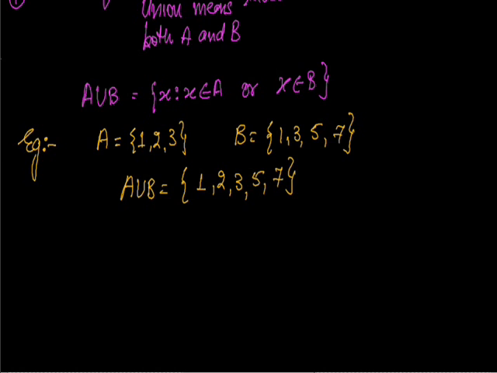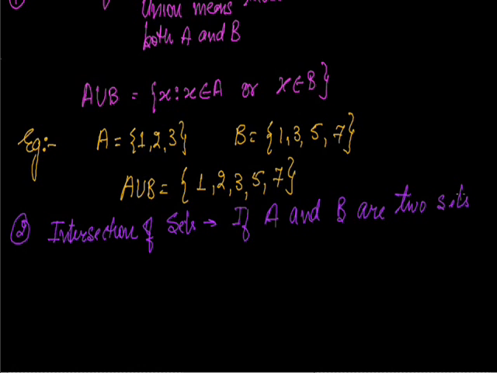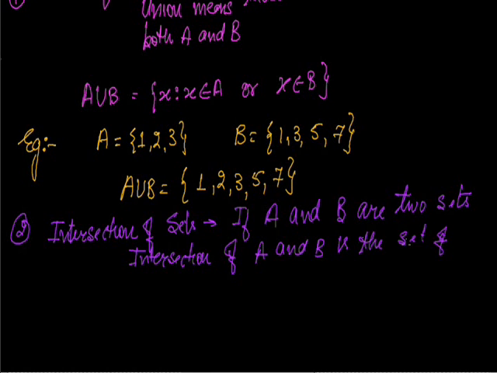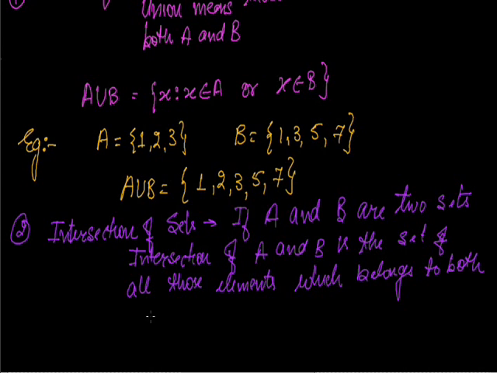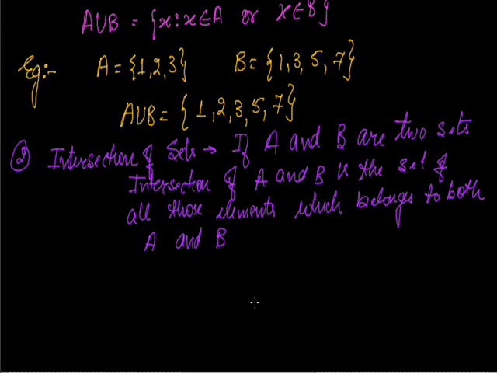Now let's move to the next. Second, intersection of sets. Union means the elements of A and B both. And intersection means, if A and B are two sets, then the intersection of A and B is the set of all those elements which belong to both A and B. What is the difference between union and intersection? In union, the elements which are in A as well as in B all come in A union B, but in intersection only the common elements of A and B will come.